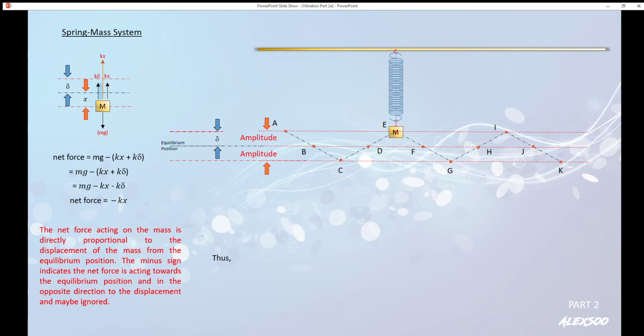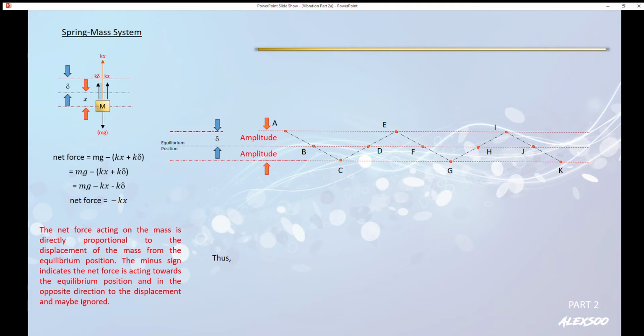At point E, we say mg is acting, but the restoring force is 0. So the weight of the mass will pull the spring back to F and then G. At G, the net force kx is greater, so it pulls the mass back to H and then to I. At I, the spring force or restoring force is 0. The weight is greater, so it pulls the mass back downwards again to J and K. And then it repeats continuously.